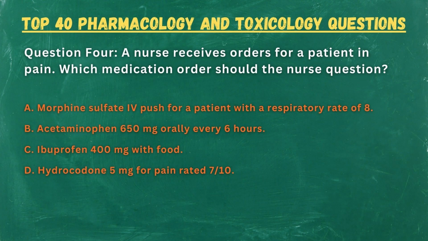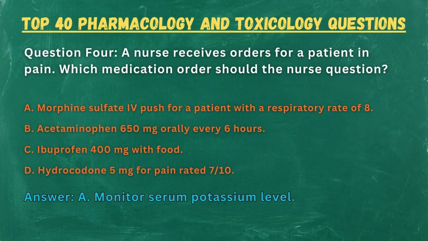Question 4. A nurse receives orders for a patient in pain. Which medication order should the nurse question? A. Morphine sulfate 4 push for a patient with a respiratory rate of 8. B. Acetaminophen 650 milligrams orally every 6 hours. C. Ibuprofen 400 milligrams with food. D. Hydrocodone 5 milligrams for pain rated 7/10. Answer. A. Morphine sulfate 4 push for a patient with a respiratory rate of 8.